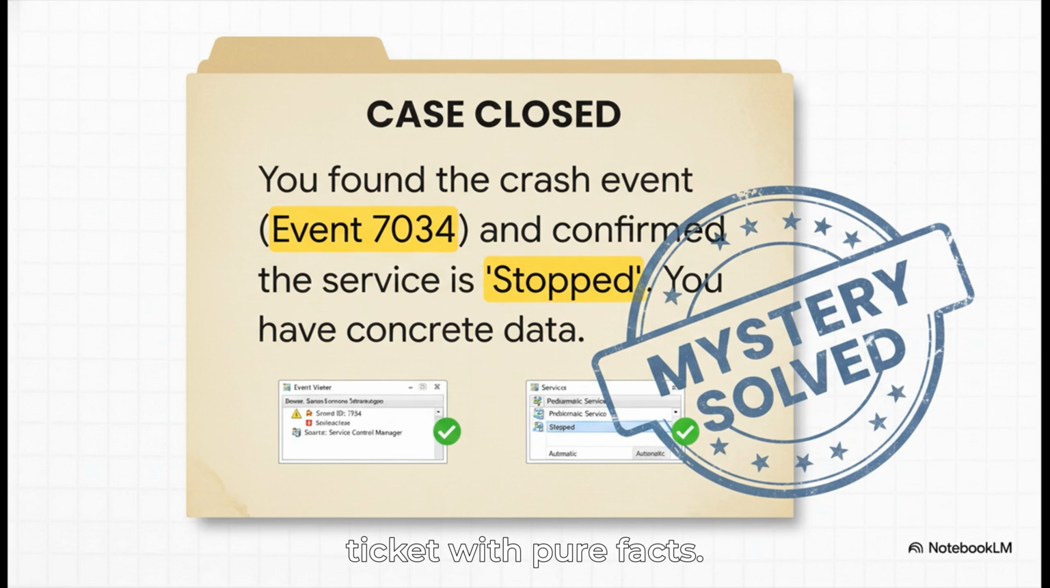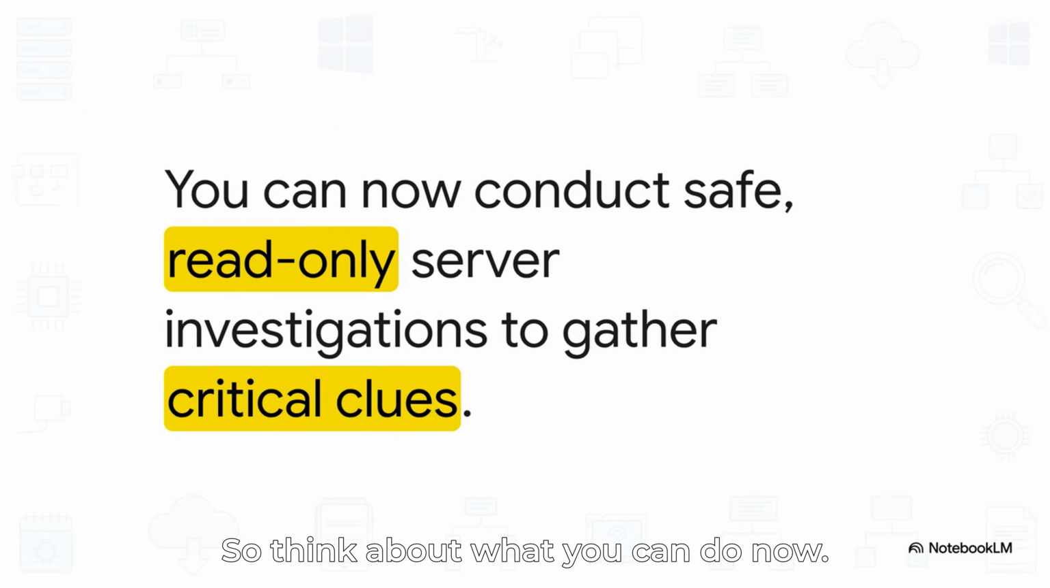You can update that ticket with pure facts. At 10:15 a.m., Event ID 7034 was logged for the Finance App SQL Connector service. I verified in the Services console that this service is currently stopped. That is a perfect data-driven escalation. No guessing, just facts. So think about what you can do now.